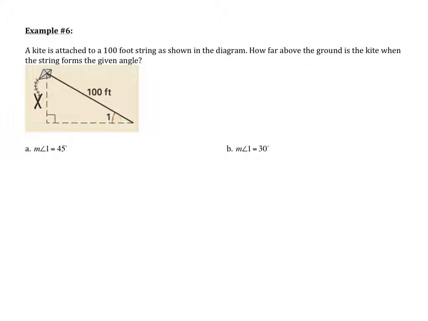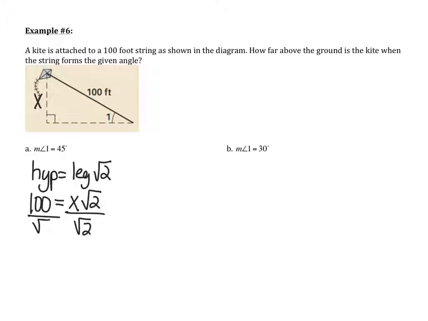If it's 45 here, it'd be 45 there, so I'd have a 45, 45, 90. So I'm going to think back to my formula. I know that the hypotenuse is the leg times the square root of 2. It's the leg that I'm looking for. So I'm going to put 100 in for the hypotenuse, x in for the leg, and then I'm going to multiply by the square root of 2. When I divide by the square root of 2, I would end up with x equals 100 divided by the square root of 2.